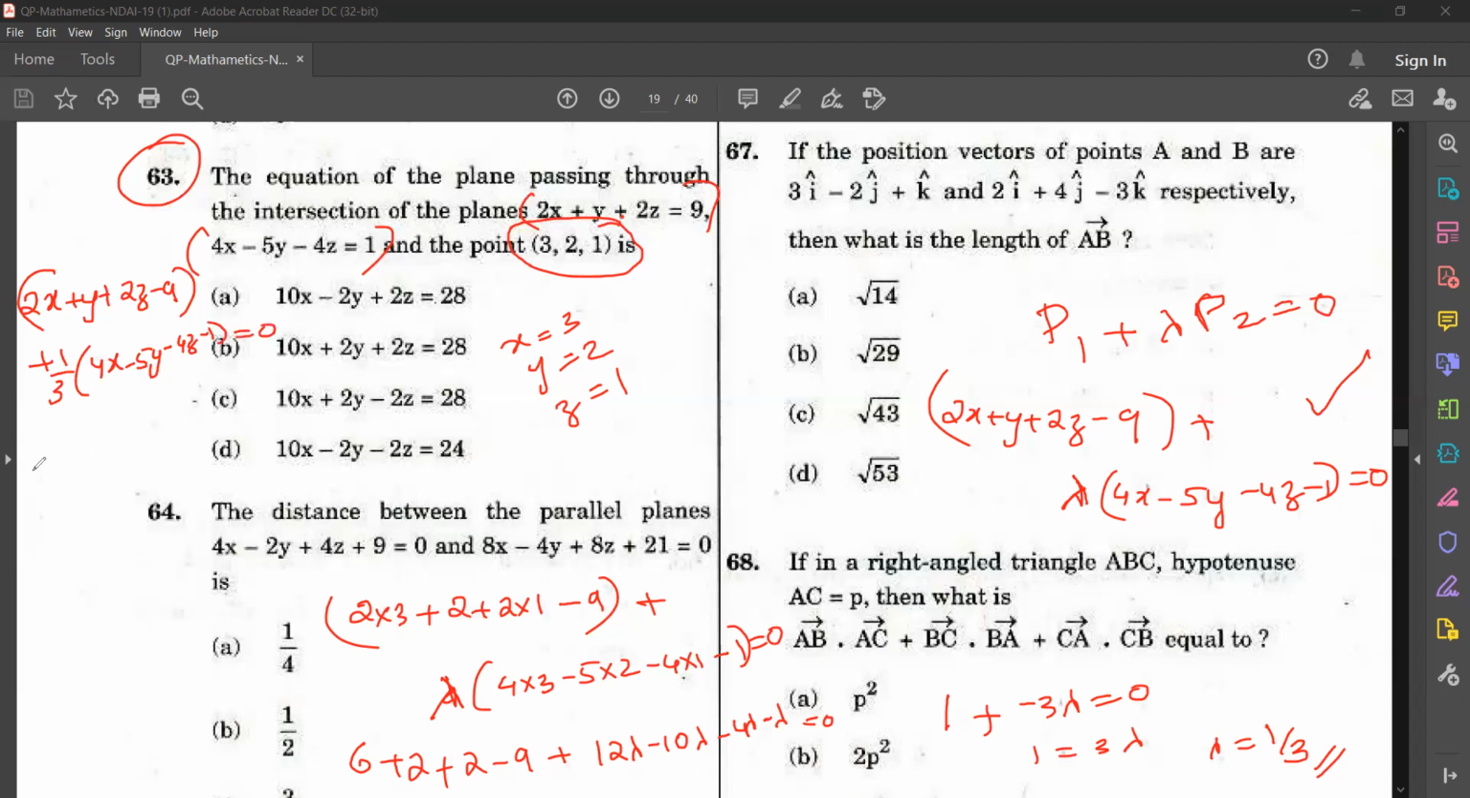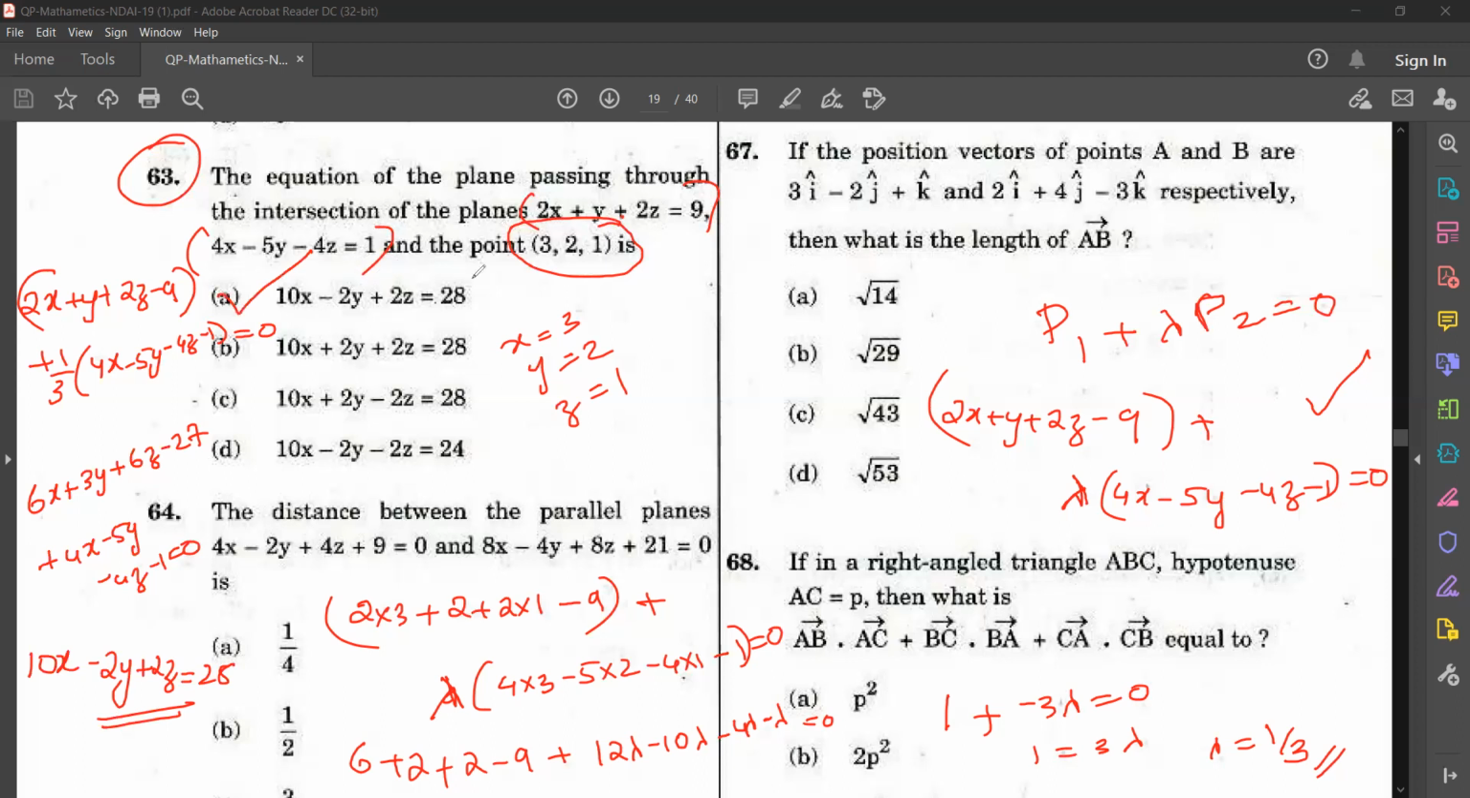Now just solve this. You'll get 6x plus 3y plus 6z minus 27 plus 4x minus 5y minus 4z minus 1 equal to 0. So 6x plus 4x, 10x; 3y minus 5y, that is minus 2y; 6z minus 4z, that is plus 2z; minus 27 minus 1, that is 28. So it is 10x minus 2y plus 2z equal to 28. Option A is the correct answer.